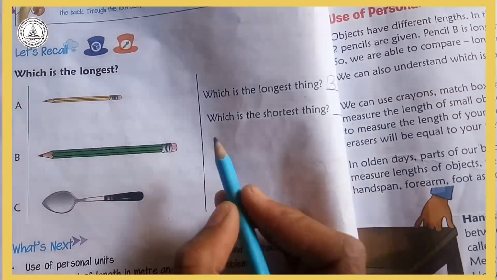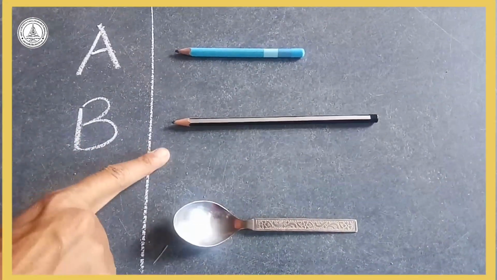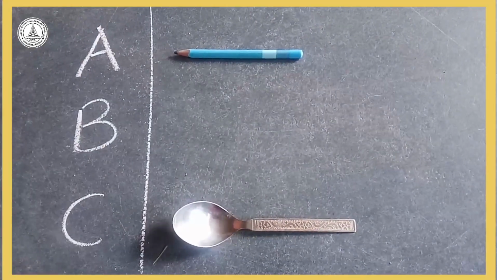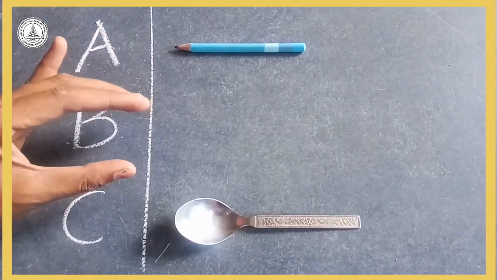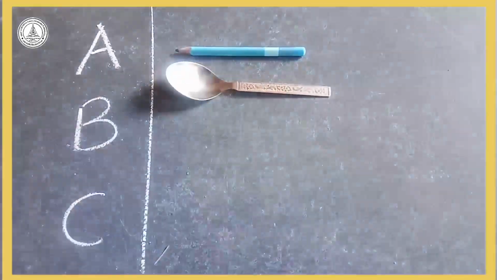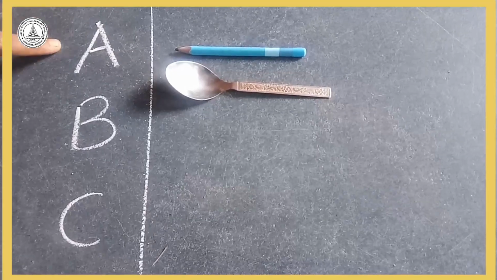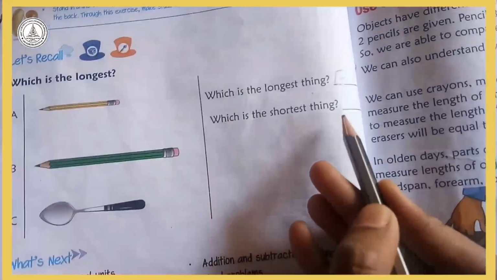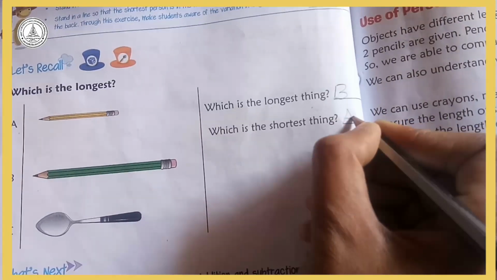The next question is like this: which is the shortest thing? Look here students, the thing B has the longest length, so I am removing this. Observe these two, A and C. Now you tell me which is the shortest thing, meaning which object has a small length, that is the short one. Observe these two. Which is the small one? Yes, the pencil A is the small one, right? So students, write down which is the shortest thing. Here is a gap, in that the A. So write down here A.